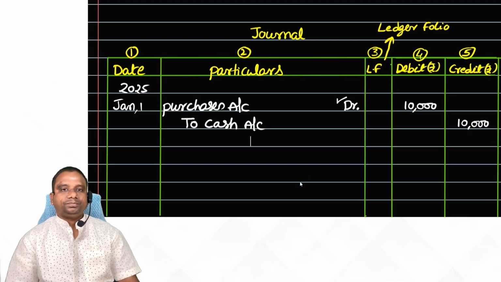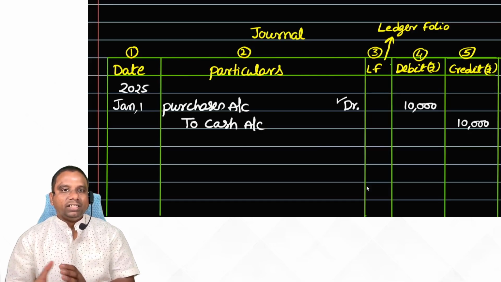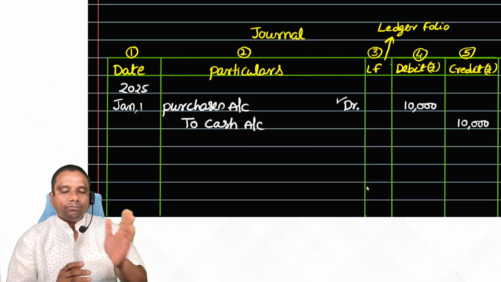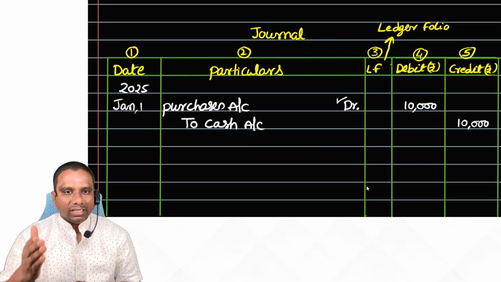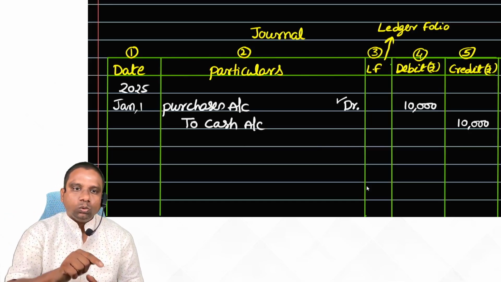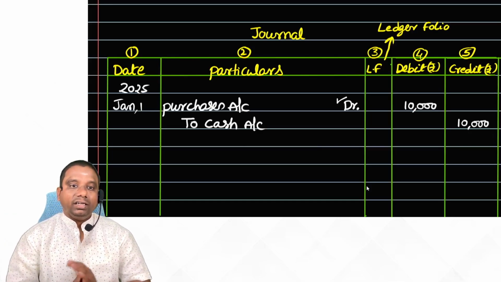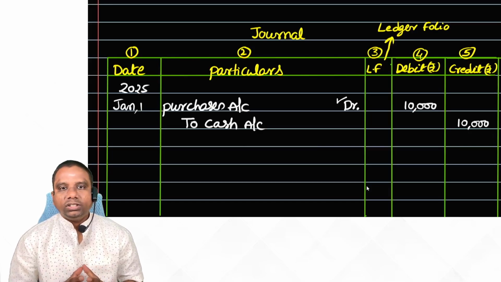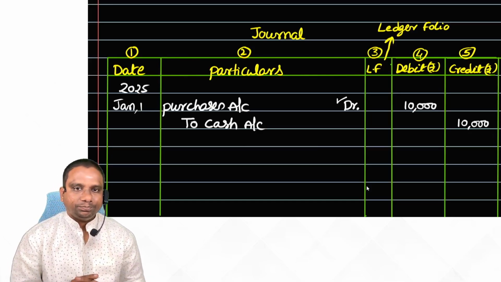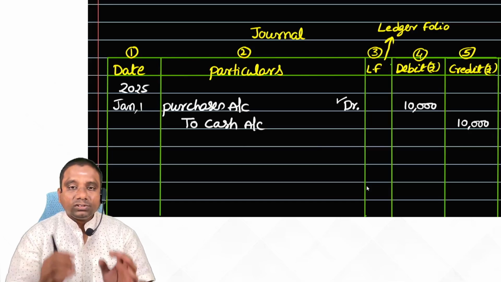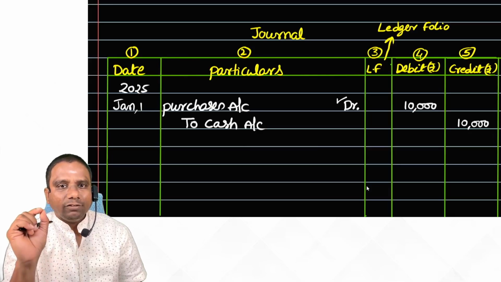Observe now. How to read this entry? Start from the date: 2025 January 1st. Purchases account debit 10,000 to cash account 10,000. This is how we record the entry. Is it clear, students? If you can understand this one, the remaining transactions are easy. Now, next. This is the entry. See, accounting is a language of business.